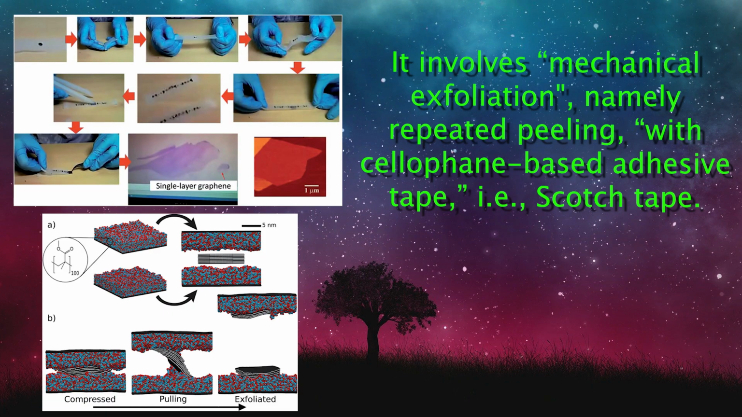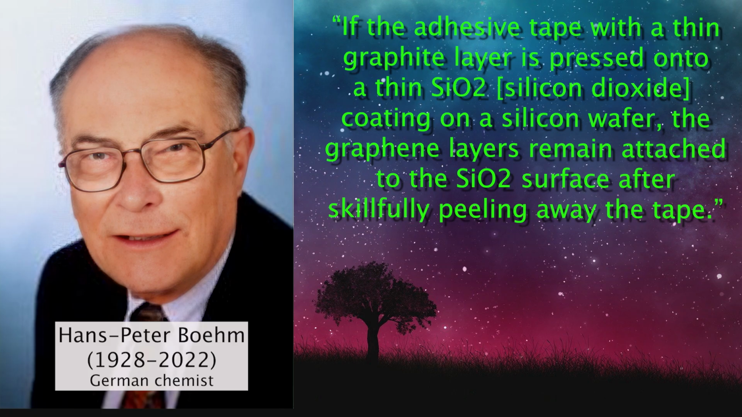Furthermore, the preparation method raises questions. It involves mechanical exfoliation, namely repeated peeling with cellophane-based adhesive tape. In other words, Scotch tape. To quote Boehm, if the adhesive tape with a thin graphite layer is pressed into a thin SiO2 silicon dioxide coating on a silicon wafer, the graphene layers remain attached to the SiO2 surface after skillfully peeling away the tape.